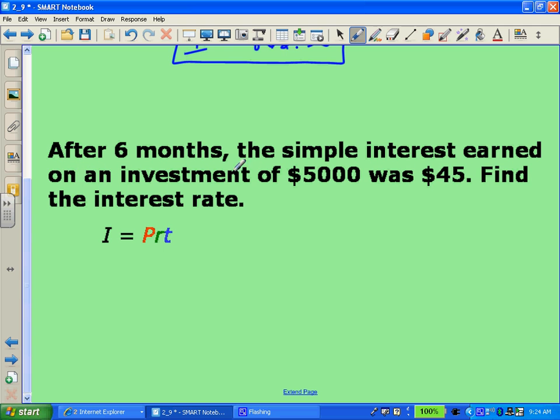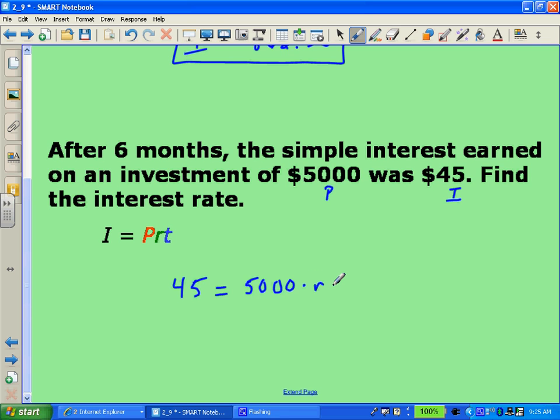So I would be my interest. So the simple interest earned on an investment of $5,000 was 45. So that means here's my interest right here. So I have 45 equals. Now how much did I invest? I invested $5,000. So that's P.